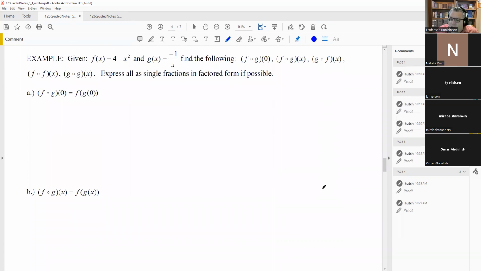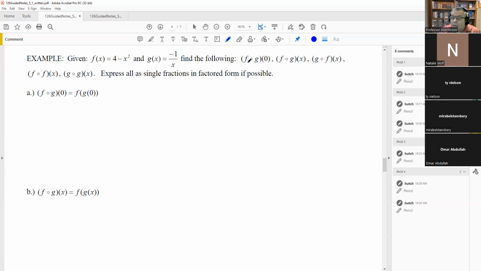All right, now this one does have special instructions for us because now we have a fraction. So we have a square and we have a fraction that's here. And we're finding pretty much all the same parts that we had before. Now it says express all single fractions in factored form if possible. So if we end up with two fractions, we want to combine them to a single fraction and factor them also, is what these instructions say.